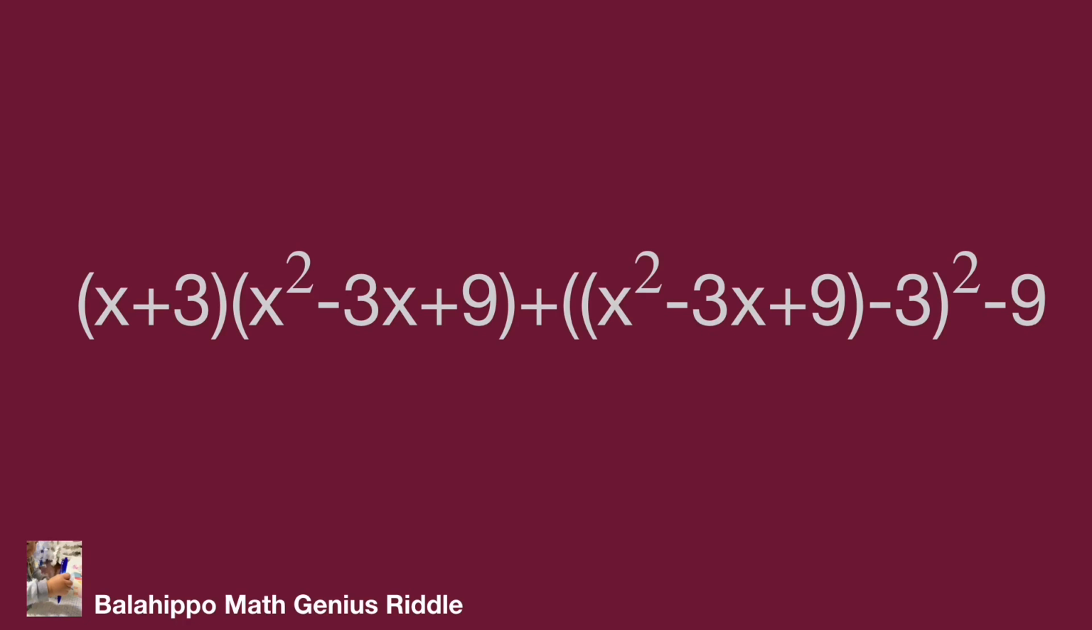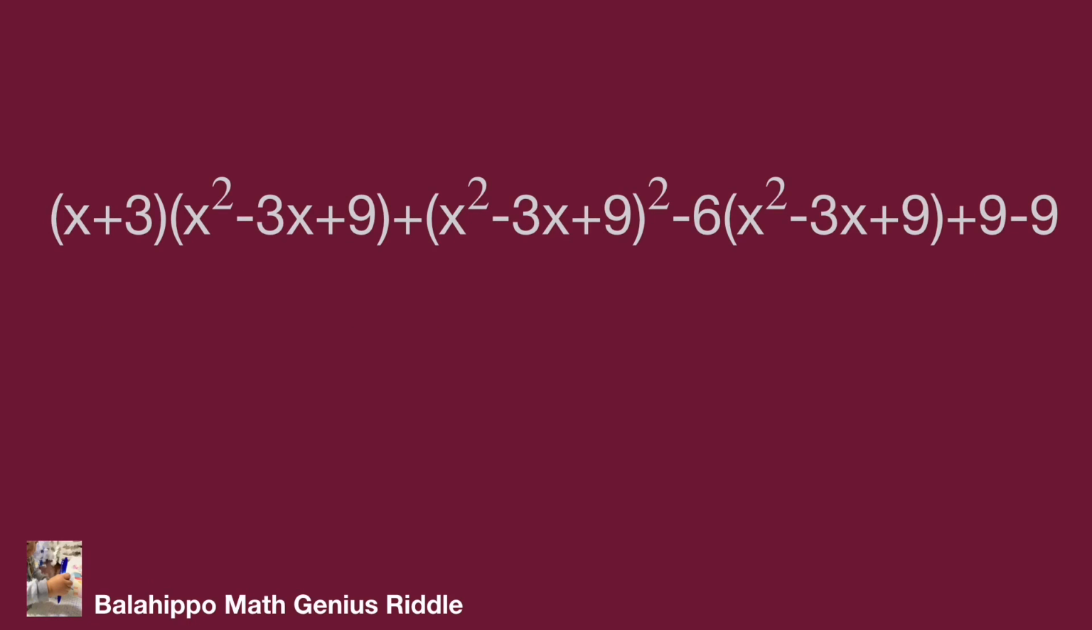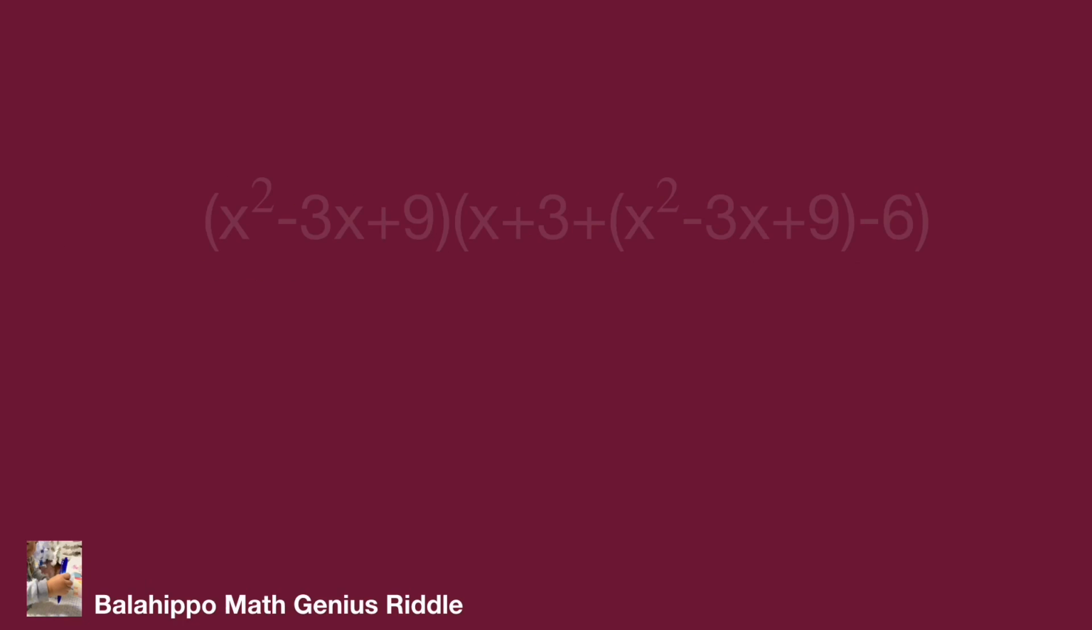Expand (x squared minus 3x plus 9) minus 3 squared. Then review the results. We have the same factors, x squared minus 3x plus 9. Plus 9 minus 9 equals 0. Then factorize it to get the factor x squared minus 3x plus 9.